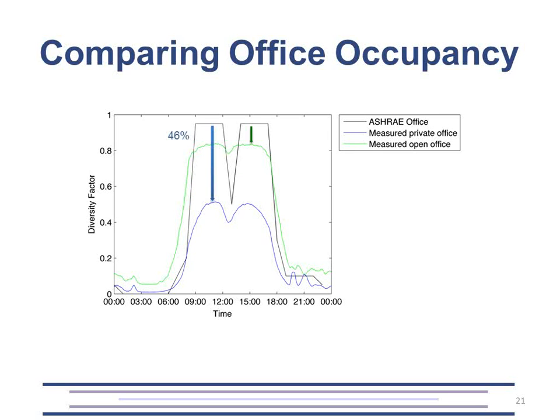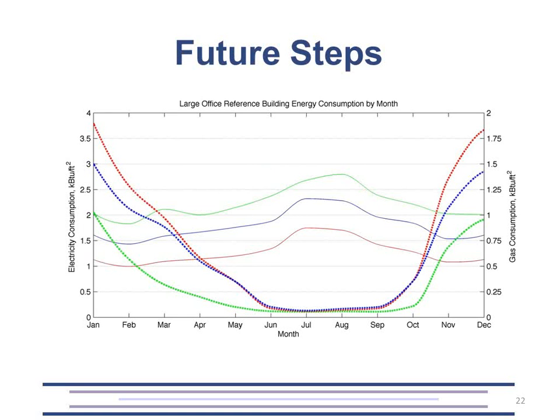And this is just comparing the ASHRAE standards to open and private offices. There's a significant reduction in the private offices, 46%, and then there's a 14% reduction in the peak when looking at open offices.